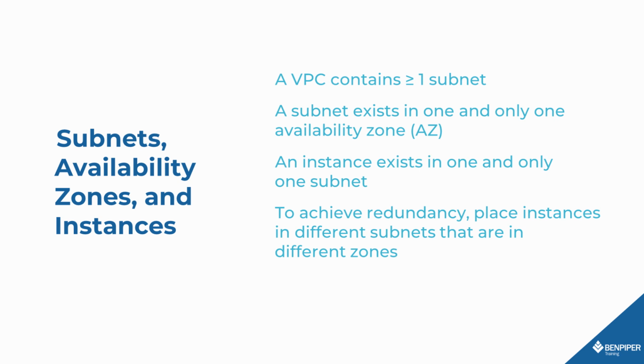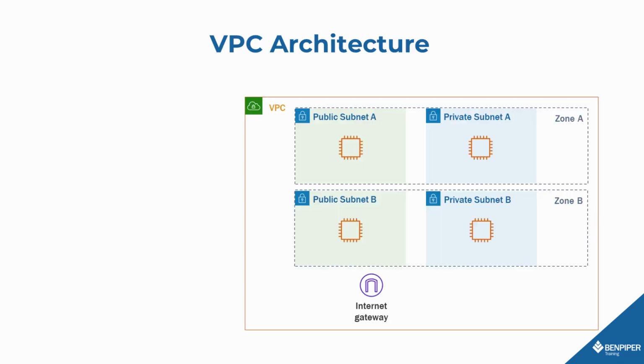When it comes to availability within your VPC, your number one concern is to distribute your EC2 and RDS instances across different availability zones. How do you do that? Well, I'll tell you. Take a look at this diagram. In this VPC, we have 4 subnets total. Public subnet A and private subnet A are in availability zone A. These two subnets share the same fate, meaning if zone A fails, both of these subnets will fail.